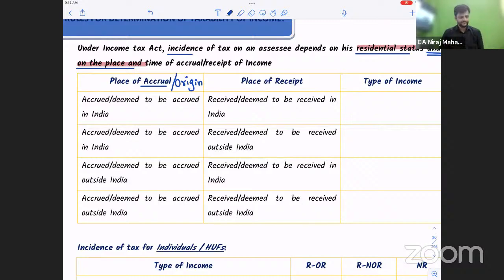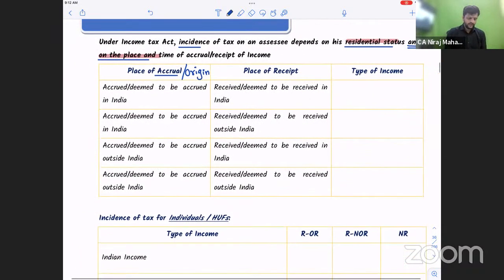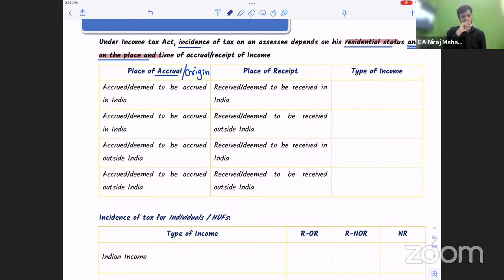So receipt is understood. Check what the first category is: accrued or deemed to be accrued in India, and received or deemed to be received also in India. What do you think? Is this Indian income or not? This is definitely Indian income.